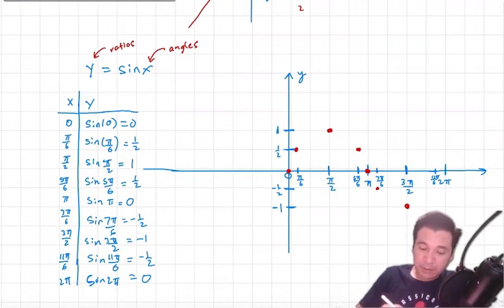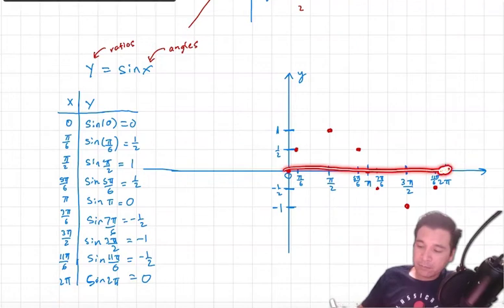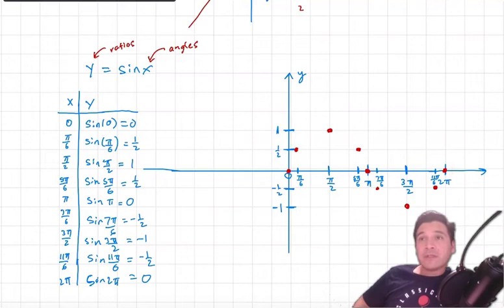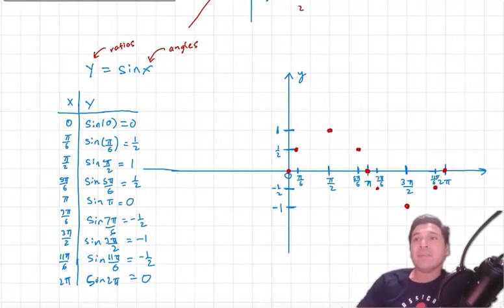Alright, and 11 pi over 6, negative 1/2. And then 2 pi, we're back at 0 again. Alright, so what you see here is the shape of the sine curve.